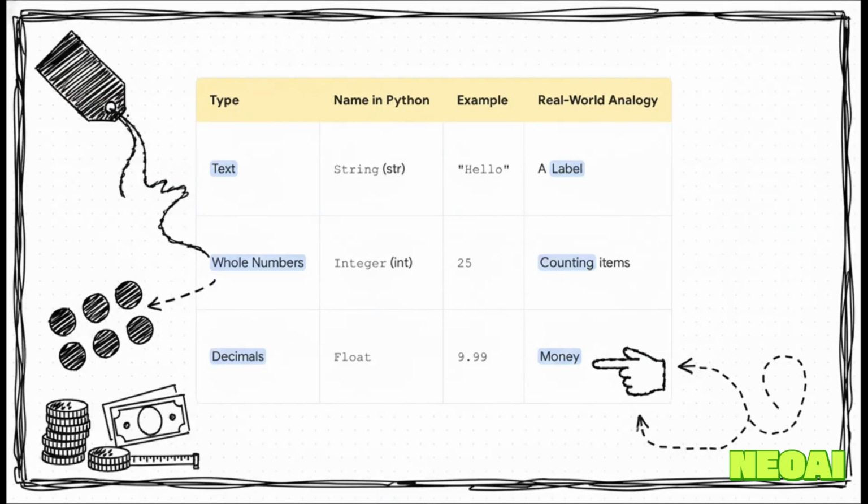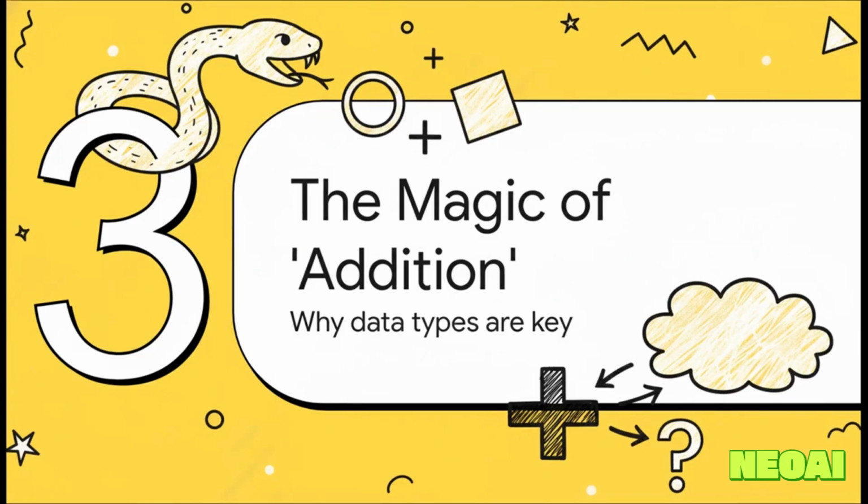Okay, so let's do a super quick recap. For any kind of text, Python calls that a string. That's our label. For whole numbers we use for counting, those are integers. And for any number with a decimal, like for money, we call that a float. Simple, right? So you might be thinking, okay, cool, but why does this actually matter so much?